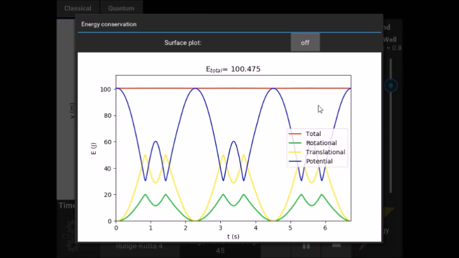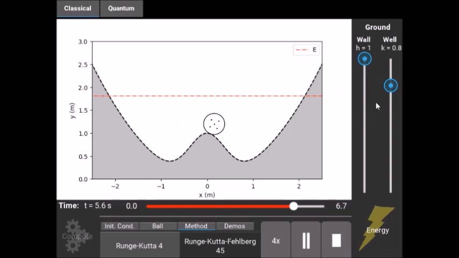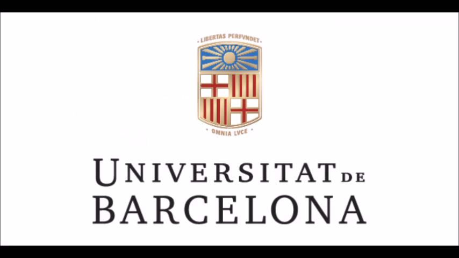We have quickly covered the main features of this module, but many other possibilities are waiting for you to explore them.